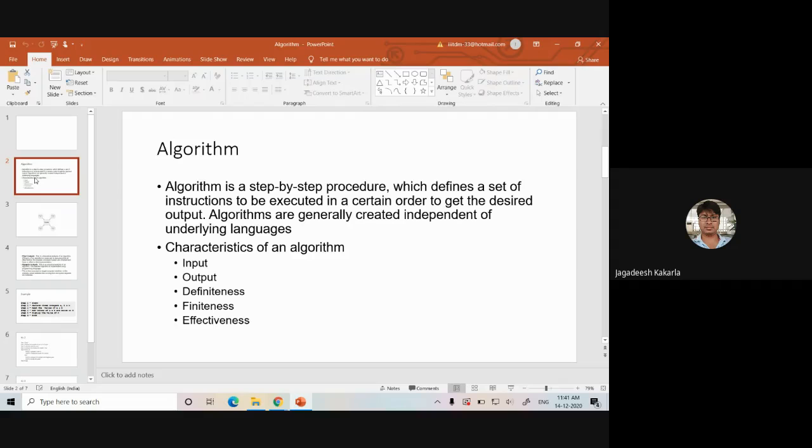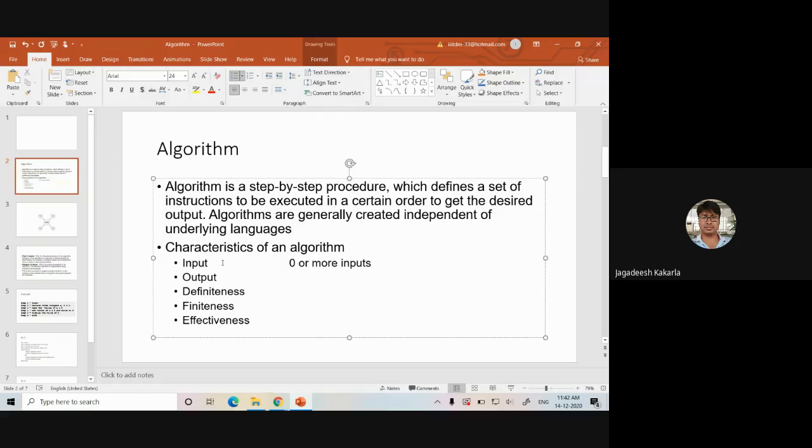Now let me discuss what the characteristics of an algorithm are. Please remember one thing, any algorithm should satisfy all these 5 characteristics. Let me discuss each characteristic in detail. We have 5 characteristics and they are input, output, definiteness, finiteness, and effectiveness. Now, input: any algorithm can have 0 or more inputs.